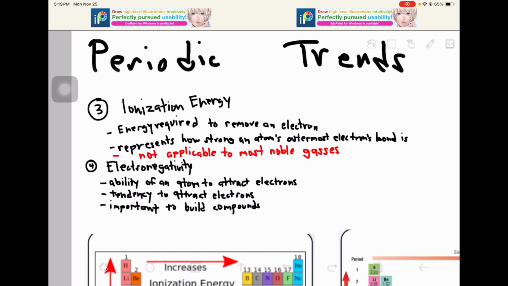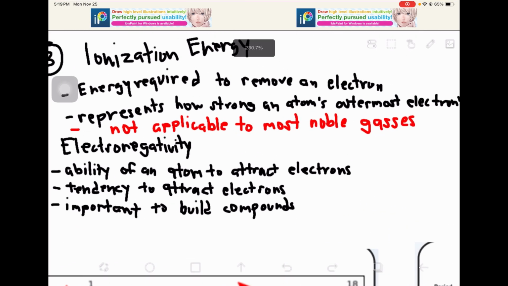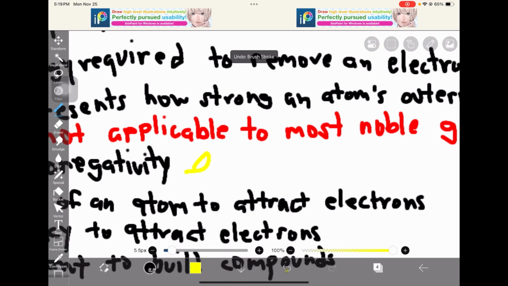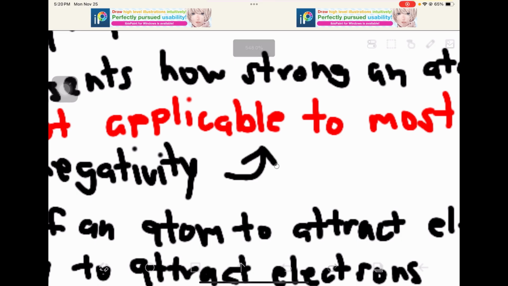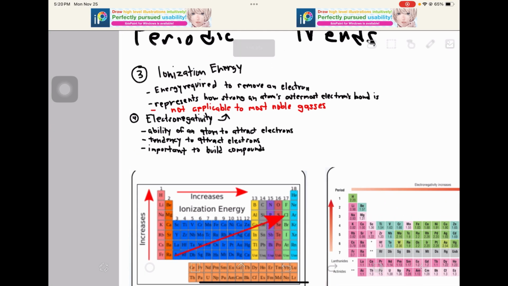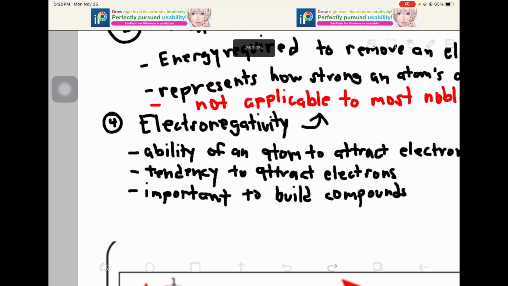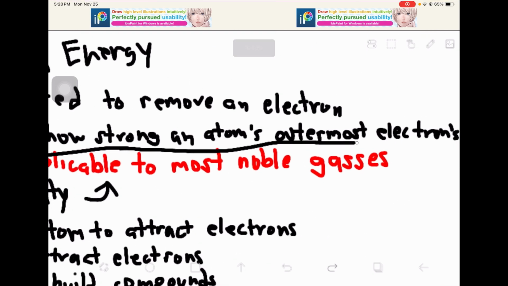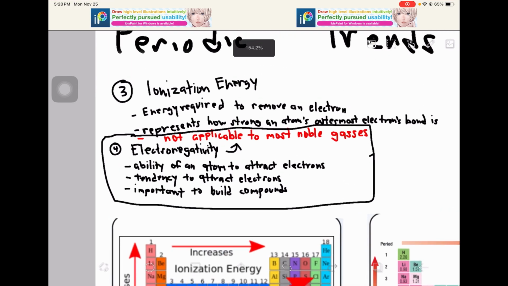However, there is a caveat to this. Sorry, this applies to noble gases. Okay, so yeah, ionization energy is applicable to all elements. However, electronegativity is not applicable to some elements at least. So let me just box that up real quick.